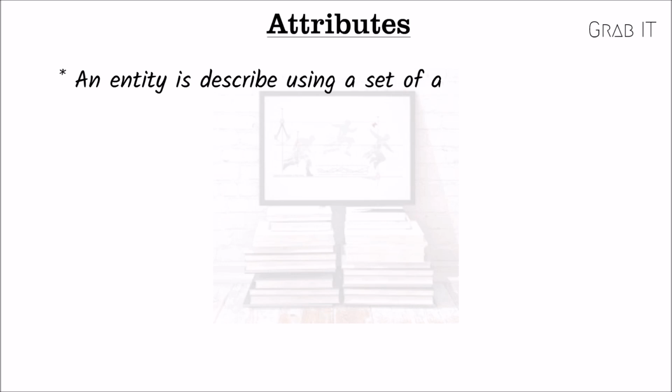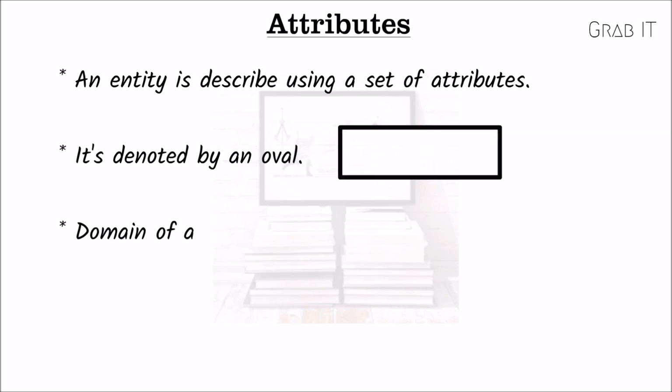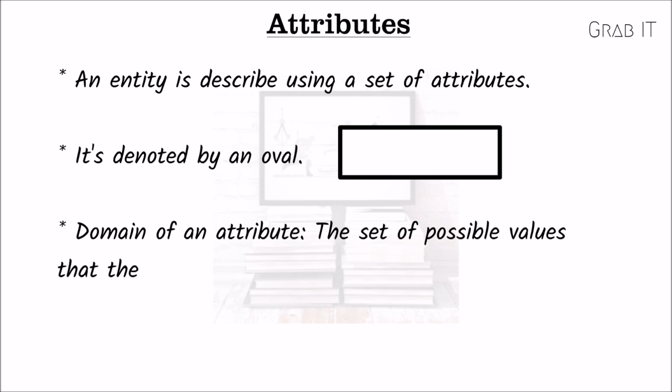Attributes. An entity is described using a set of attributes. It is denoted by an oval. Domain of an attribute. The set of possible values that the attribute can have. Example, age: integer values from 0 to 120. Name: 5 to 40 string characters.